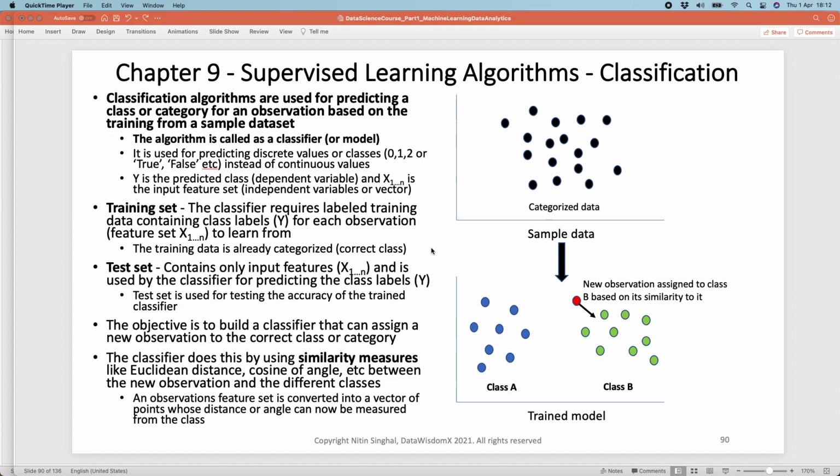We're still in part one, which is machine learning and data analytics. In this lecture series, we'll learn about another type of supervised learning algorithms called classification.